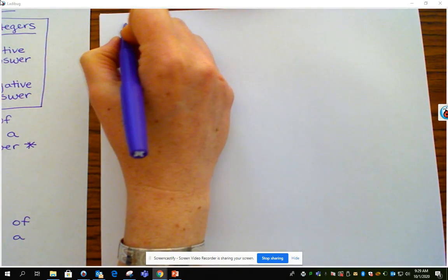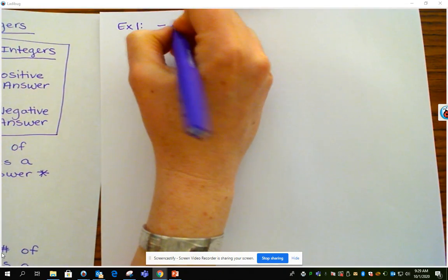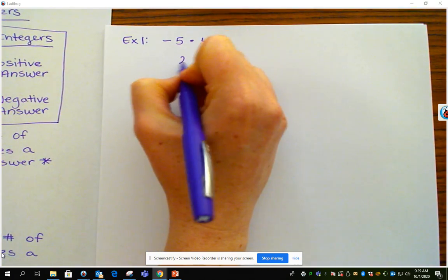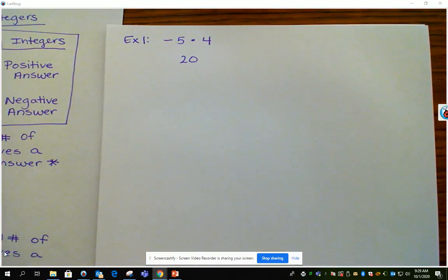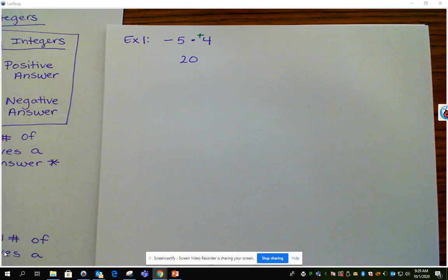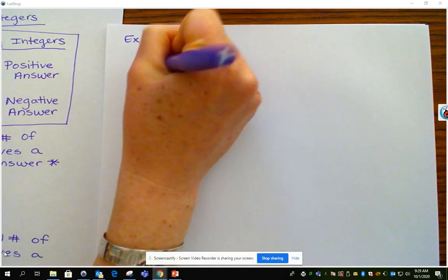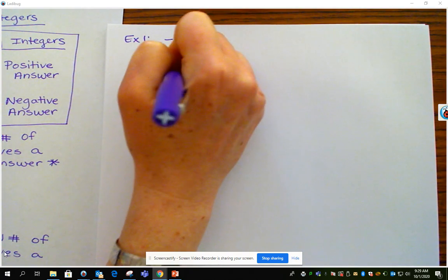So let's do example 1. I'm just going to keep my rules handy as I'm practicing. Okay, so I've got -5 times 4. So I would multiply like normal. 5 times 4 is 20, right? And then I would look at the signs. This is negative, and if there's nothing there, we assume that this is positive, right? So these are different signs, so my answer will be negative. Okay, because different signs.